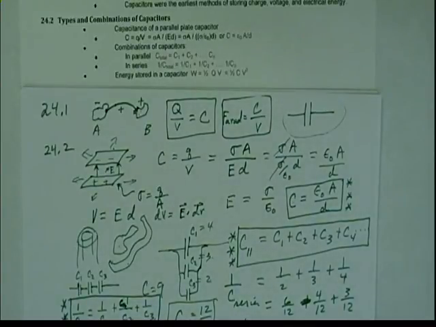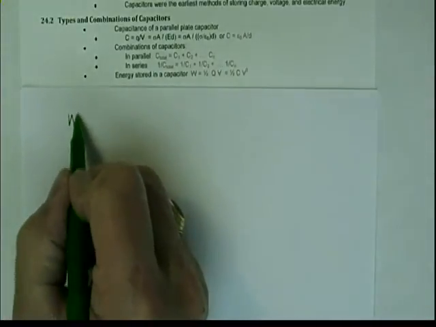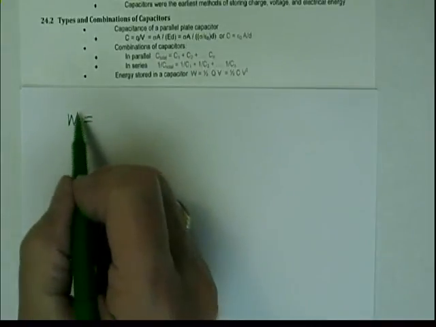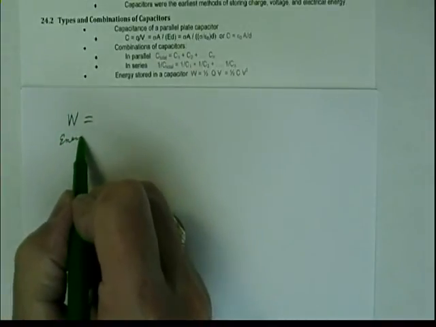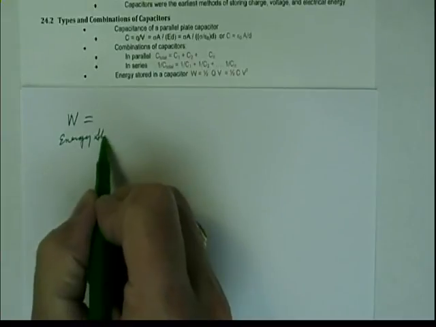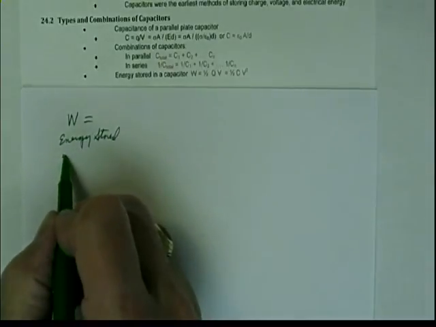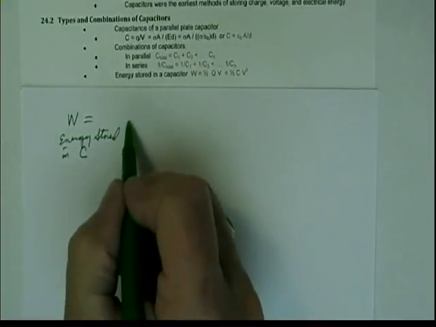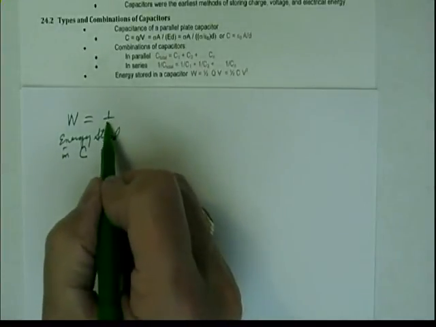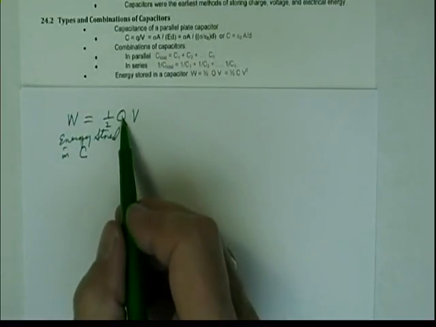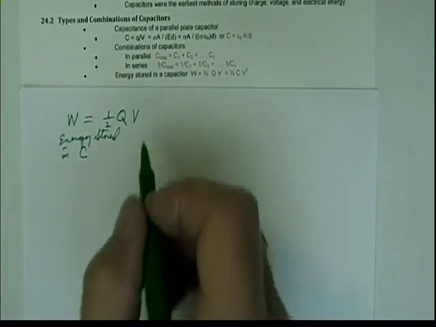Finally, in this section, we look at the energy that's stored in a capacitor. And you see here in this formula, the energy, W, we're going to write it that way, energy stored. When we charge a capacitor, the energy that's stored in a capacitor C is given by 1/2 of Q times V. Now that's the total charge times the voltage.